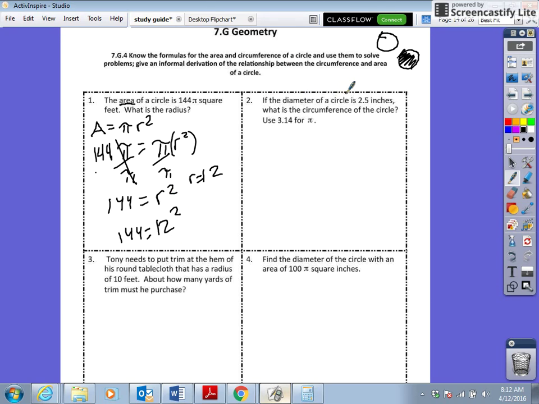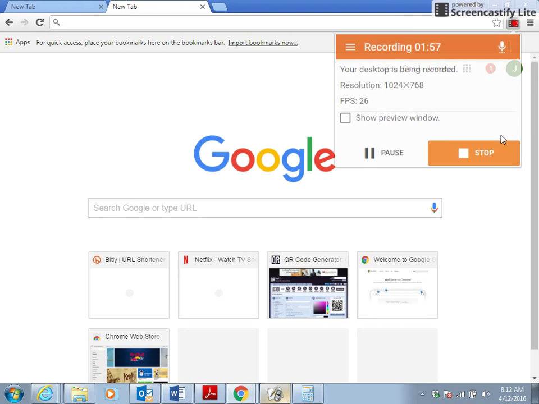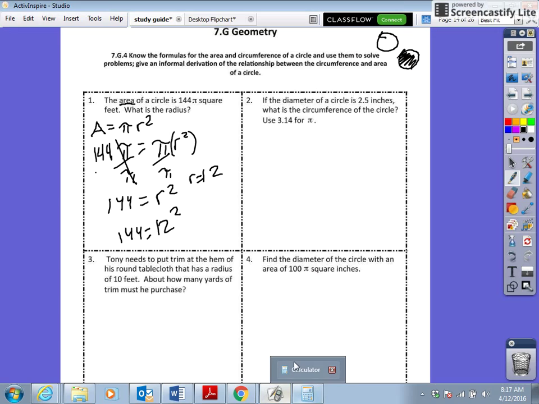If the diameter of a circle is 2.5 inches, what is the circumference of the circle? I always draw them out. It says circle, I draw a circle. So here it is, the diameter. Diameter goes all the way across. So this is 2.5 inches all the way across. And it says the circumference.